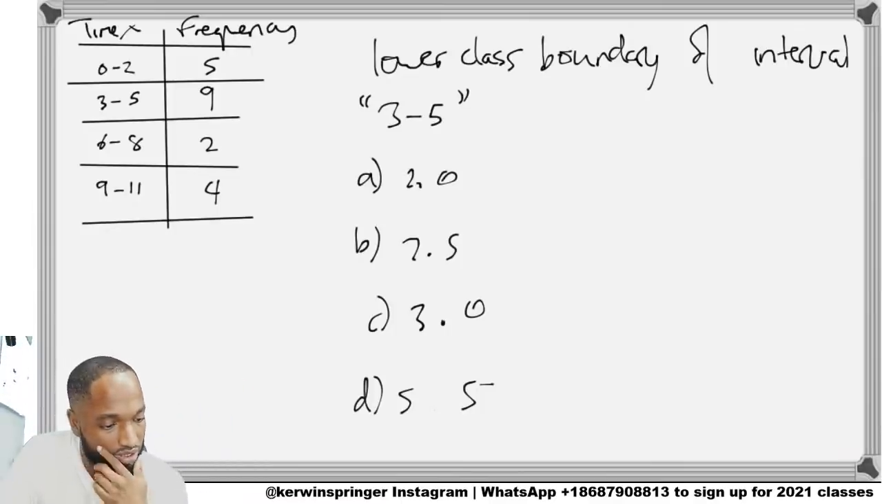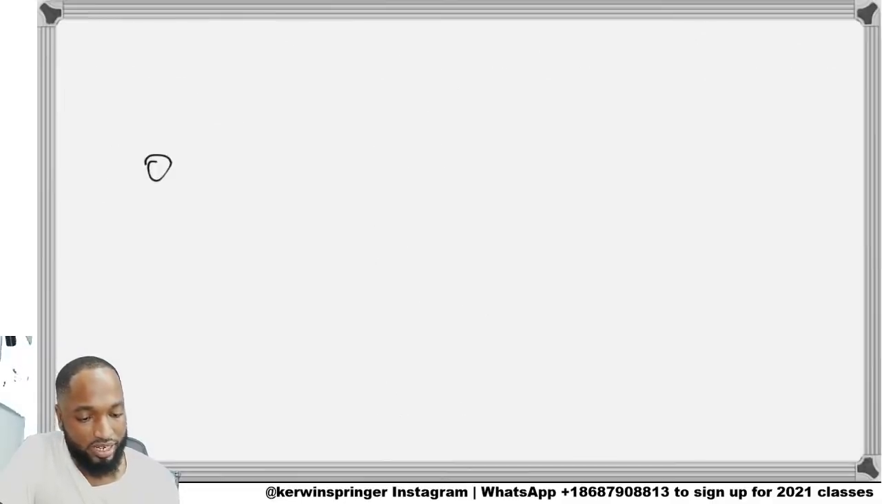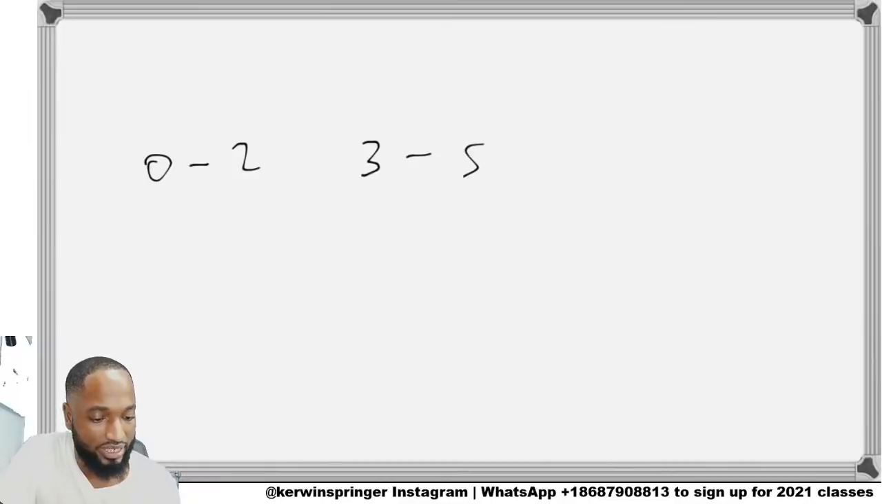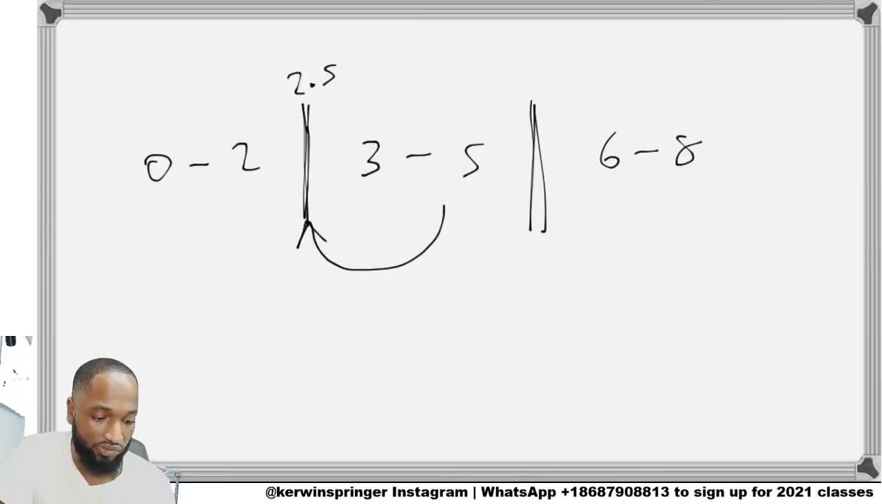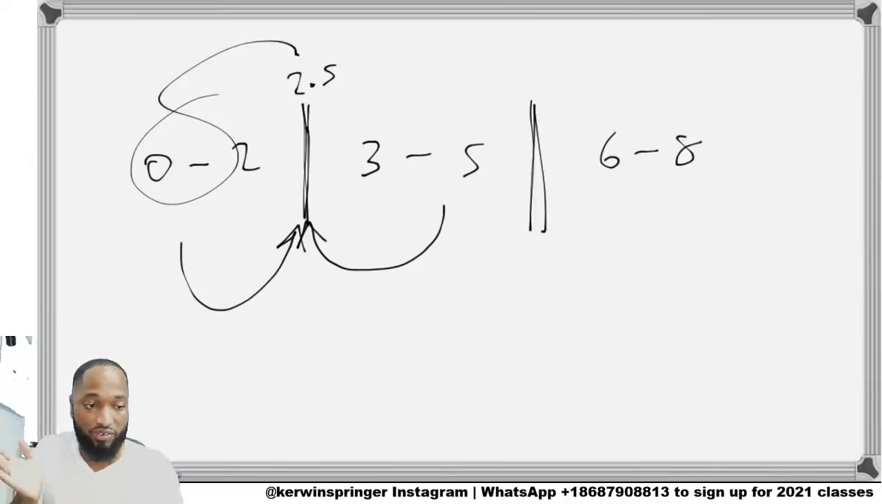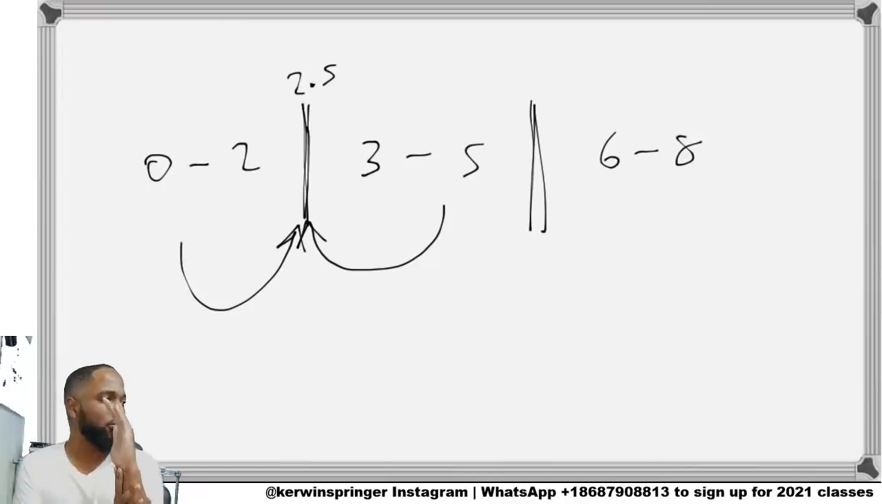So the lower class boundary of the interval 3 to 5 is 2.5. What really happened is we have 0 to 2, 3 to 5, 6 to 8. The boundary is actually just between these. So the lower class boundary here is 2.5. The upper class boundary of the previous class is 2.5, and the lower class boundary of this one is also 2.5. So the boundary is like the line right in between.